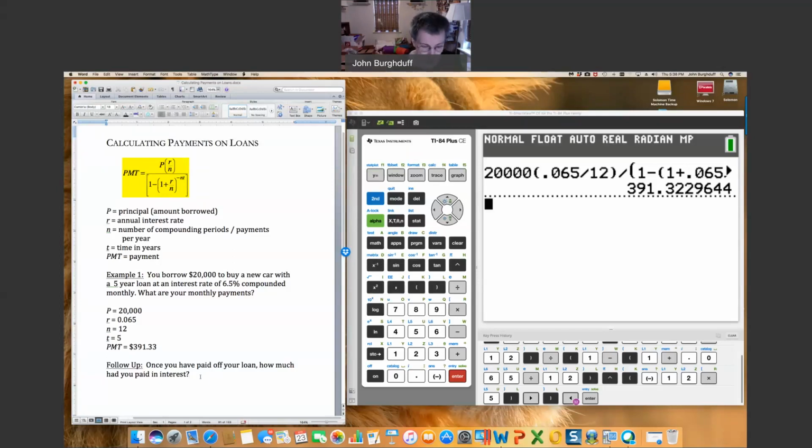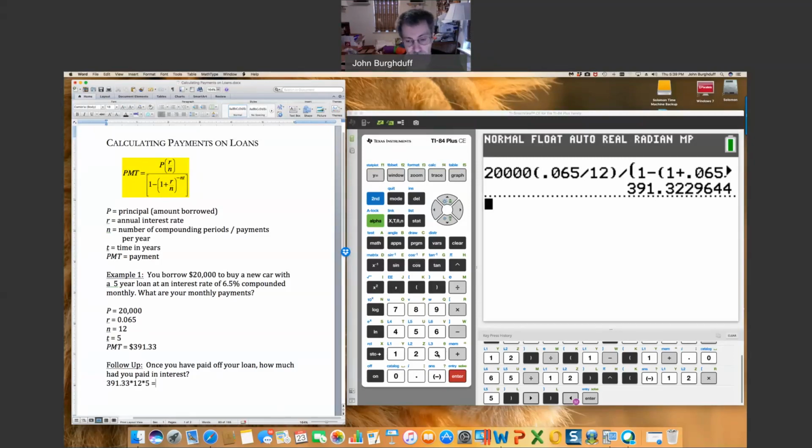However, you can just logically think it through and realize what it would be. What you have done is you have paid $391.33 12 times a year for a course of 5 years. So if you take $391.33, multiply it by 12 and multiply it by 5, what that would tell you is the total amount of money you made in payments. These are the checks you wrote. This is the automatic withdrawals from your bank, whichever the case may be.